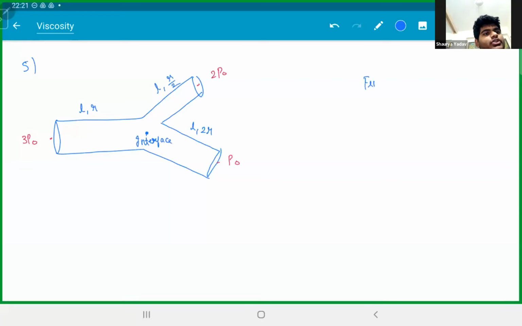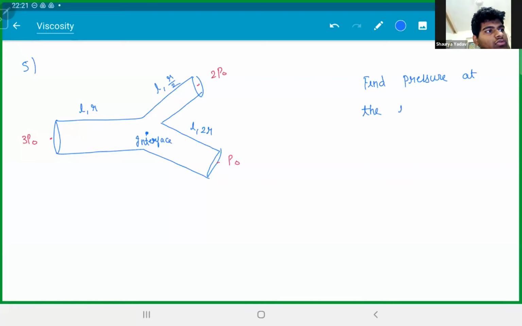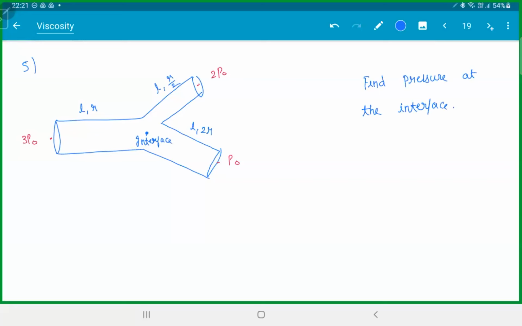Sir, if the pressure is different at both the ends, the equation of continuity is not valid, no? Why is it not valid? It is valid. Equation of continuity simply says incoming is equal to outgoing. For that, the pressure difference doesn't matter. Okay. Get this thing?